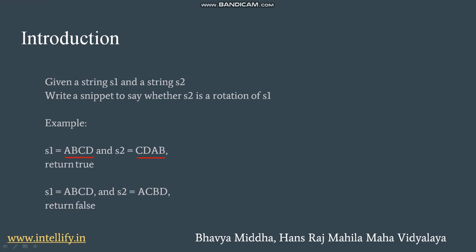See, my dear students, let us consider the character B here. B lies between A and C. Here also B lies between A and C, right? In the second case, S1 is A, B, C, D and S2 is A, C, B, D. Here, if I consider the character B, B lies between A and C. But here, B lies between C and D. Therefore, these both strings are not rotations of each other.